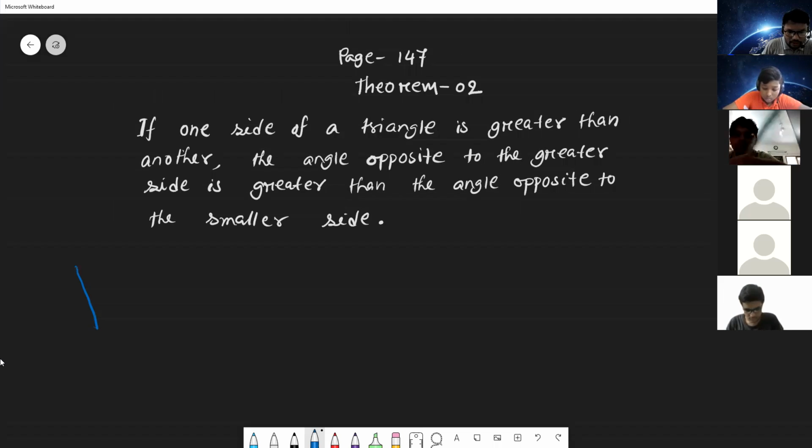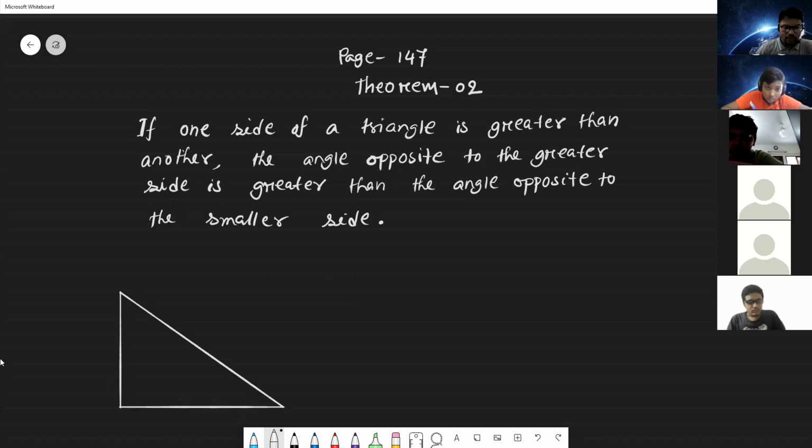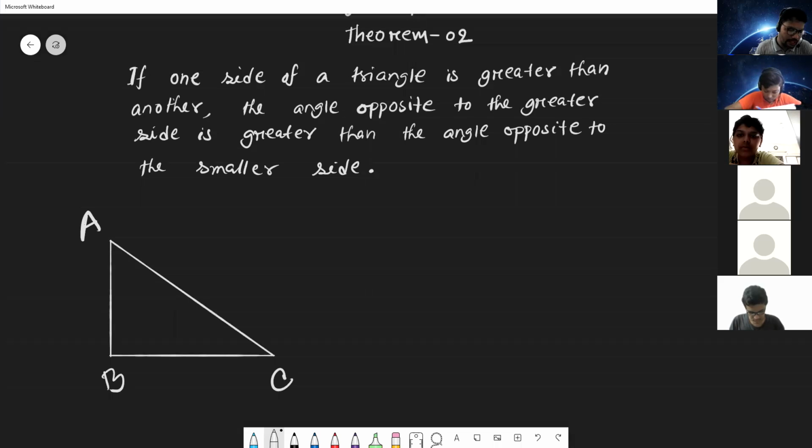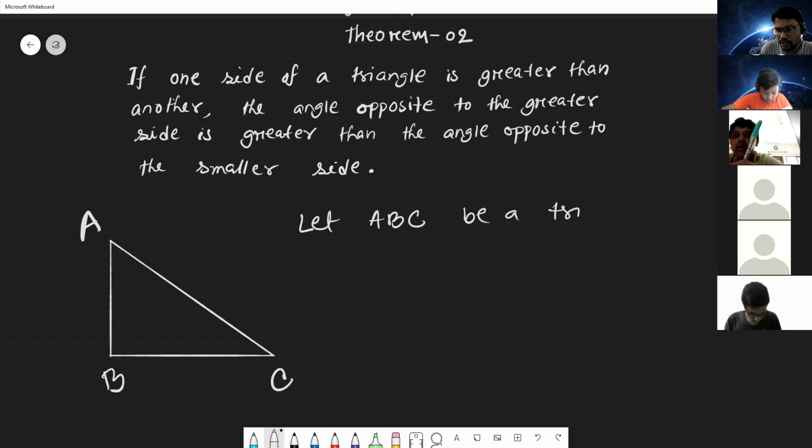Suppose this is a triangle. Okay, it looks like a smart triangle. This point we mention as A, this point as B, and this point as C. Now introduce the figure here. Let ABC be a triangle.